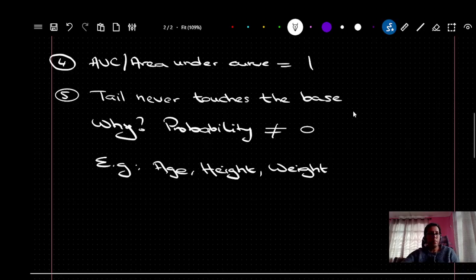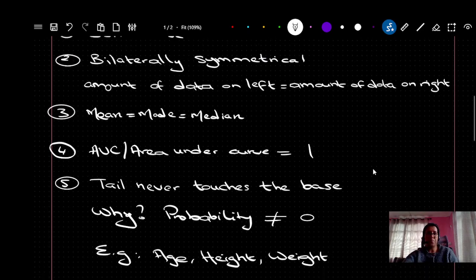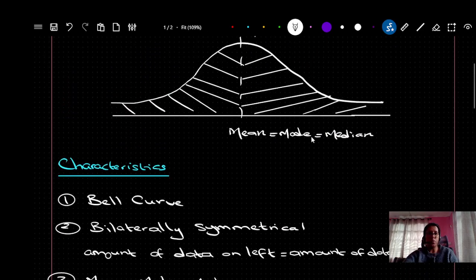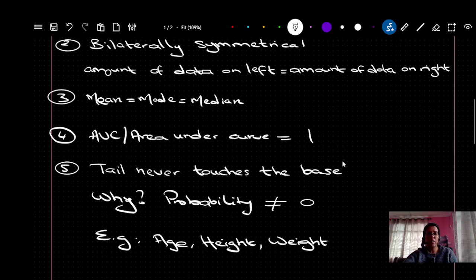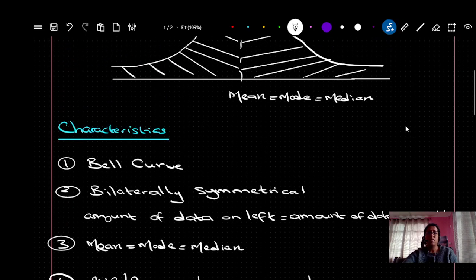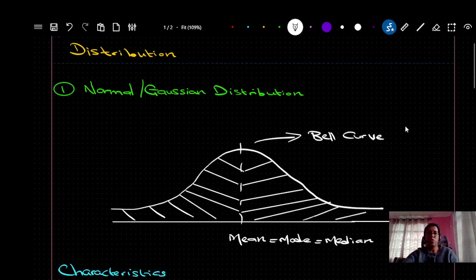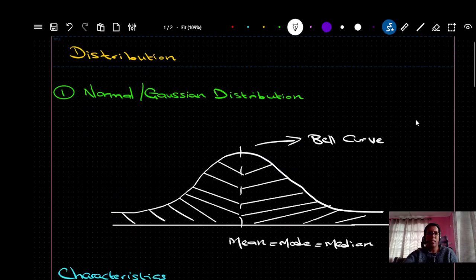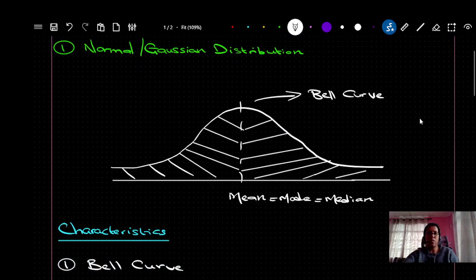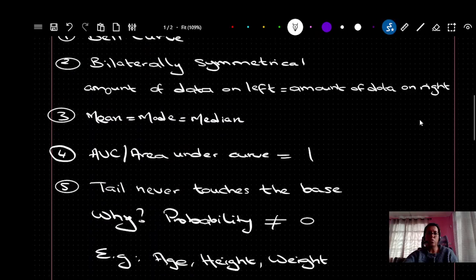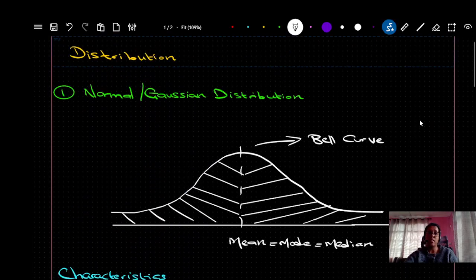So this is a bit about the characteristics of the normal distribution, five important characteristics that you can quickly observe, so that you know that this is a normal distribution. I hope that you got a clue about the normal distribution and its characteristics. You learned a bit more about it as compared to what you learned in high school.